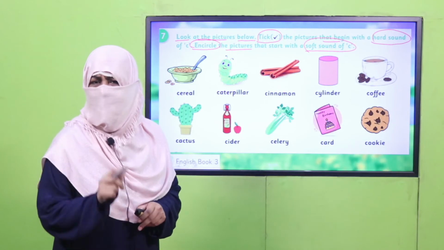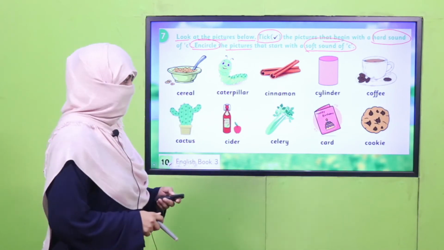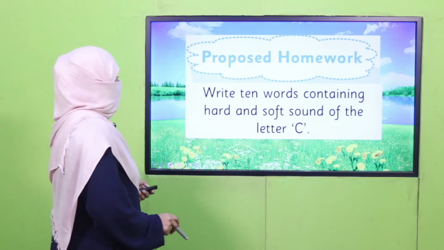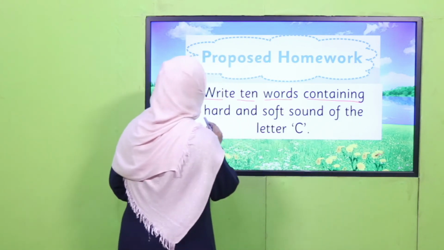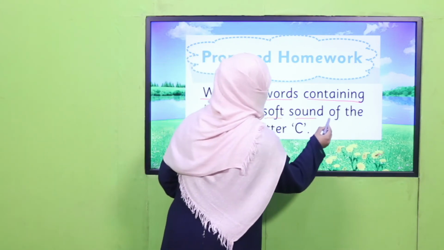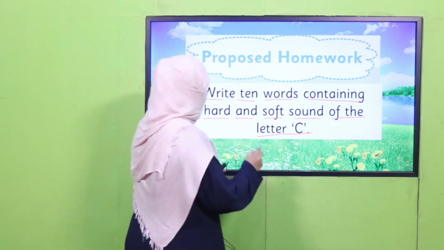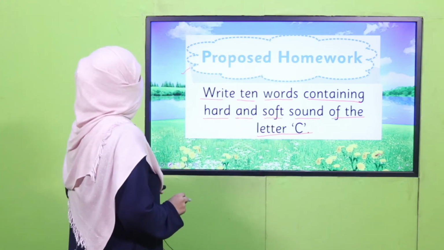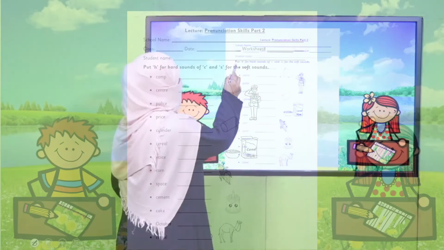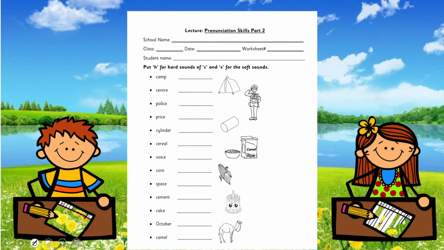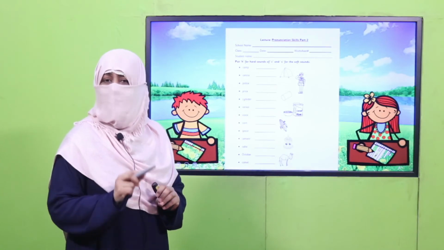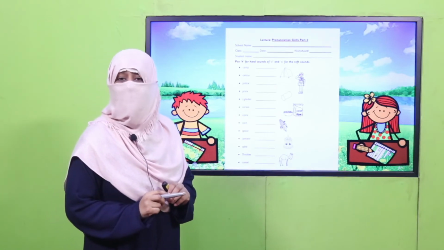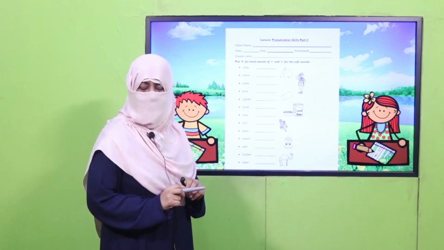Yes, my dear children, are you done with it? Good job. So it's time for your homework. You will write 10 words containing hard and soft sound of the letter C. This is your homework, and I'm giving you a worksheet. What you will do, again, my fellow teachers, this worksheet, lesson plan, and PowerPoint presentation links are given. You may click it, download it, print it, and kindly give a printed worksheet to my children for practice.